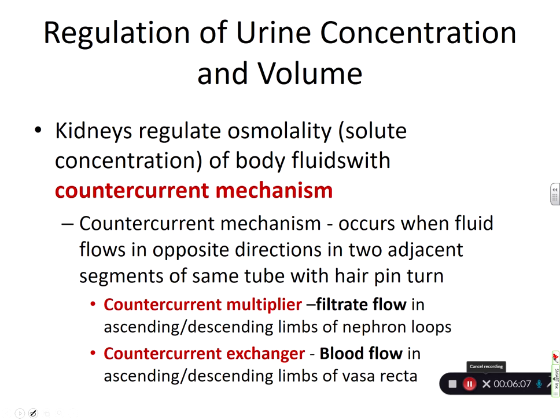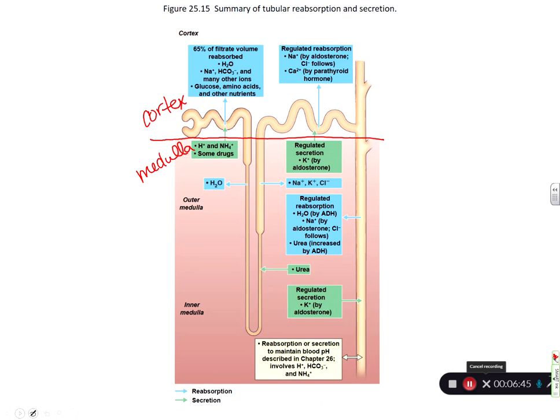Now, our kidneys do have the ability to regulate the volume of urine that you're producing. They also can regulate the osmolality, the concentration of the solute in your body fluids. And they do this through a mechanism that we're going to walk through called the countercurrent mechanism. Okay, so the countercurrent mechanism basically gets its name because fluid is flowing in opposite directions, right? That's what countercurrent means. Can you think of a place in the nephron where fluid is flowing in opposite directions? If we go back to this picture, where would fluid be flowing in two different directions?